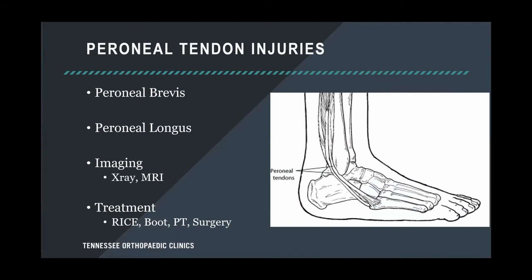The next thing we'll talk about is the peroneal tendon injuries. These are the tendons that wrap around the back outside of your ankle, and are important in pulling your foot outwards.